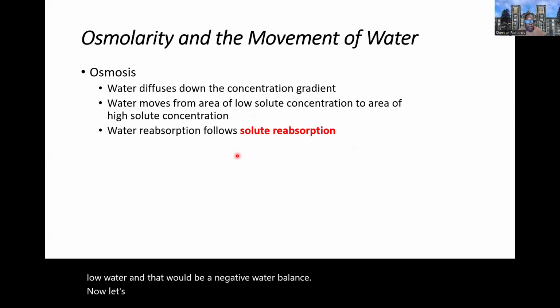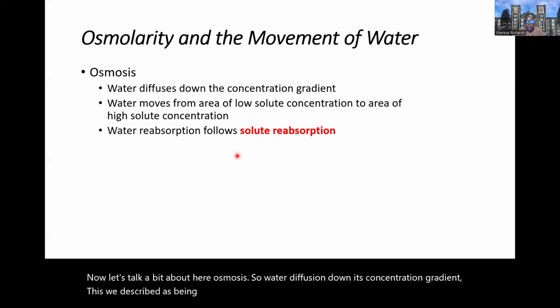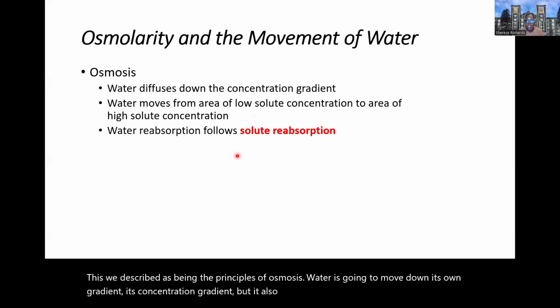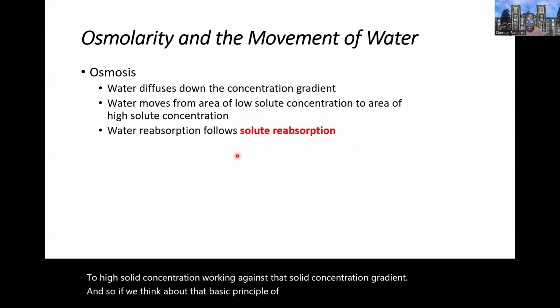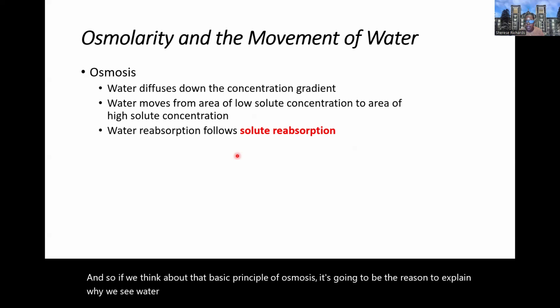Now let's talk a bit here about osmosis. So water diffusion down its concentration gradient. This we described as being the principles of osmosis. Water is going to move down its own concentration gradient, but it also moves against the solute concentration gradient. So water moves from a place of low solute concentration to high solute concentration, working against that solute concentration gradient. And so if we think about that basic principle of osmosis, it's going to be the reason to explain why we see water move in different parts of the tubules.